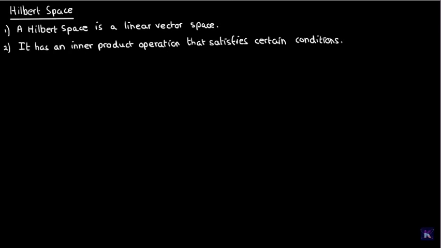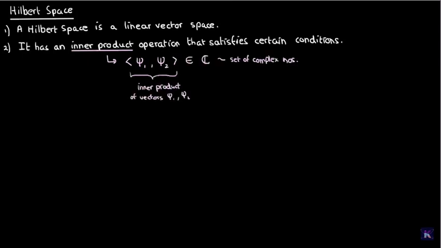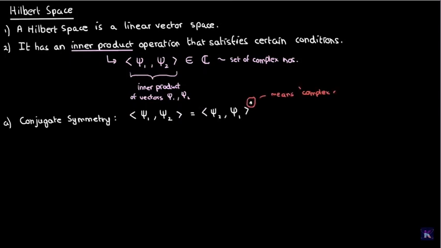What do I mean by inner product? An inner product is an operation that takes two vectors and spits out a scalar. Now, for a vector space like a Hilbert space to have a valid inner product, we need this operation to obey certain constraints. One of these is conjugate symmetry. What this means is that the inner product of two elements in the Hilbert space is the complex conjugate of the inner product of the two elements, but now in the opposite order. So the inner product isn't commutative, but it's conjugate symmetric.